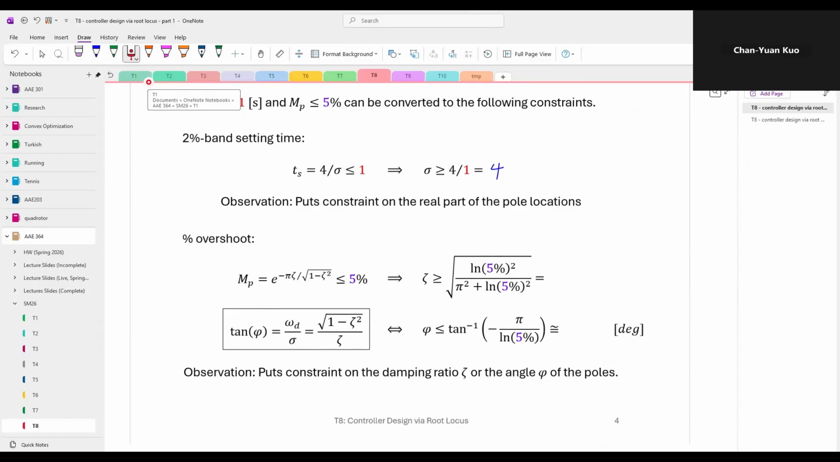Next, let's consider the overshoot requirement. For the overshoot to be less than 5%, the damping ratio must be larger than 0.6901, or equivalently, the closed loop poles must lie within 46.36 degrees of the negative real axis.